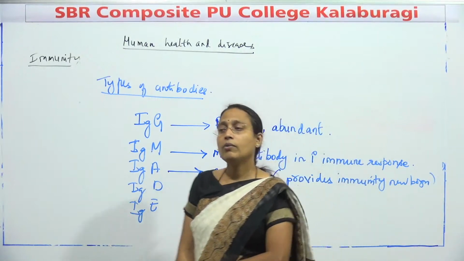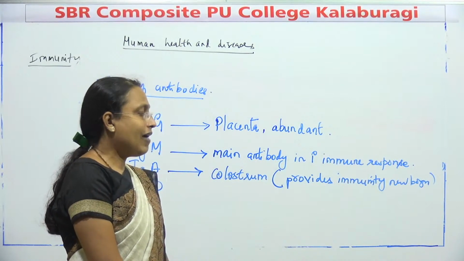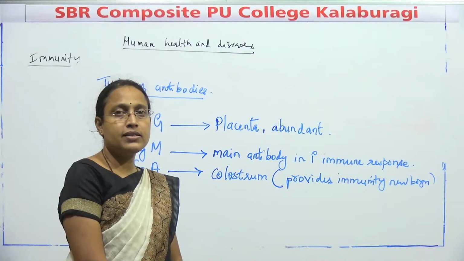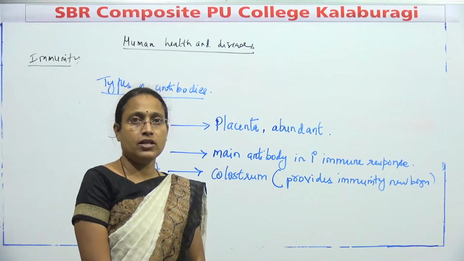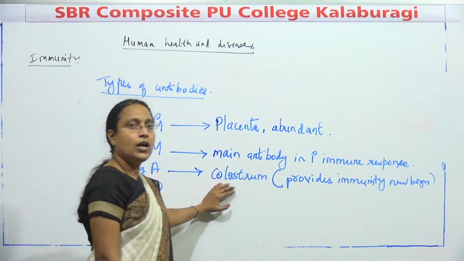So here, what happens? After the birth, the immune system is still in the process of development. So it requires the help of the mother's antibodies for its immunity. Those antibodies will be present in colostrum.